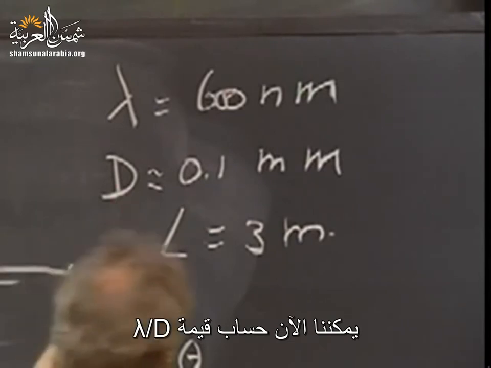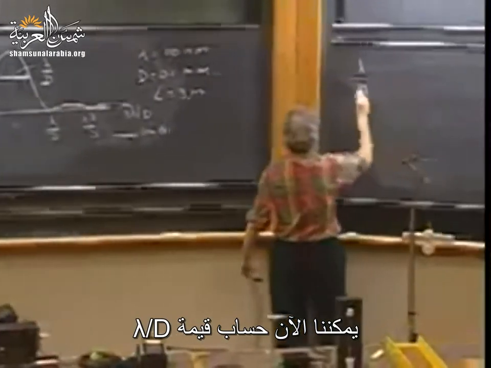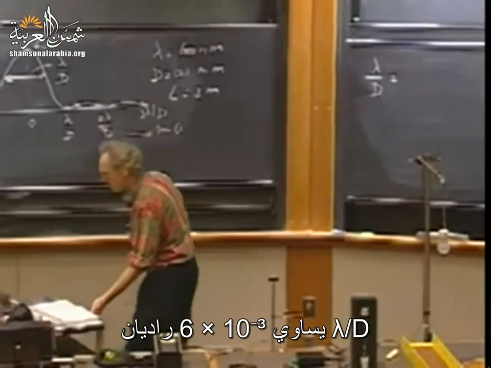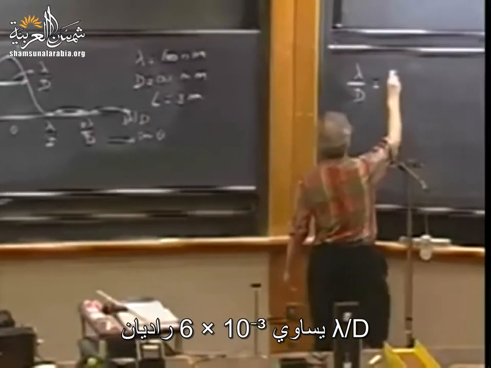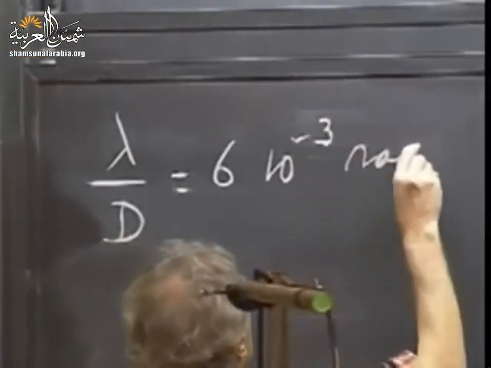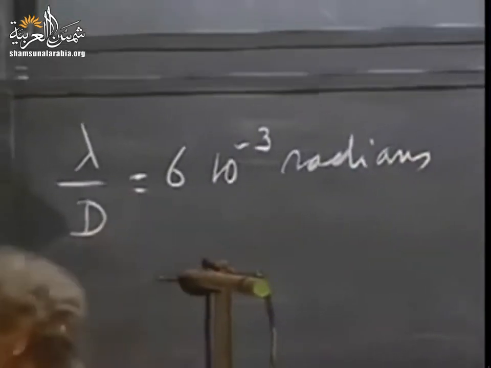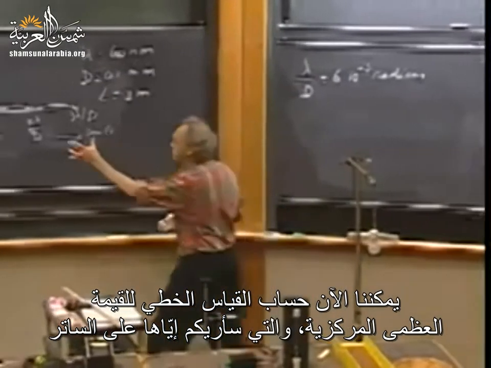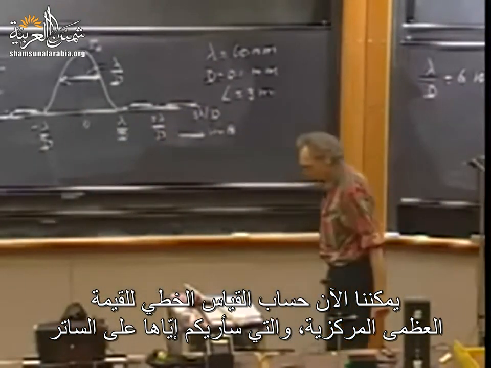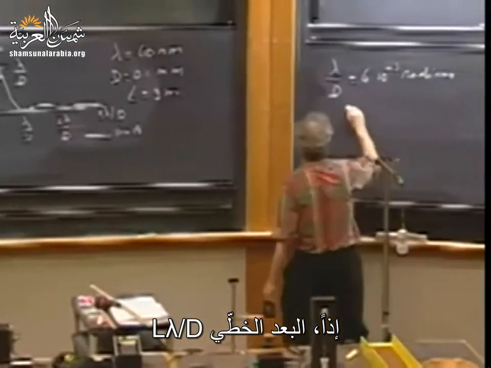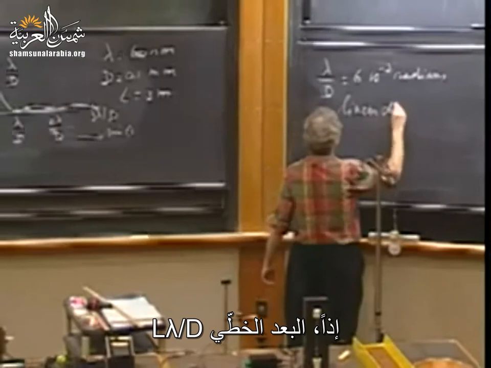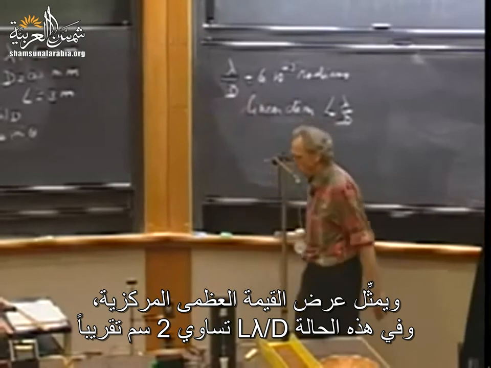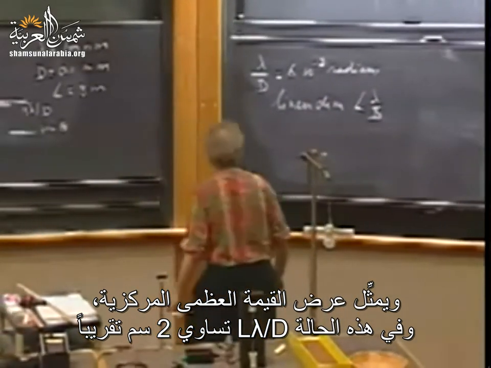So we can calculate now what lambda divided by d is. So that would give you the angle in radians. That is 6 times 10 to the minus 3 radians. Sine theta is very close to theta. And so now you can calculate the linear size of this central maximum, as I'm going to show you there on the screen. And that linear size is now L. So the linear size, the linear dimension, is L times lambda over d. So that's how wide that central maximum will be. And that, in this case, will then be about 2 centimeters.